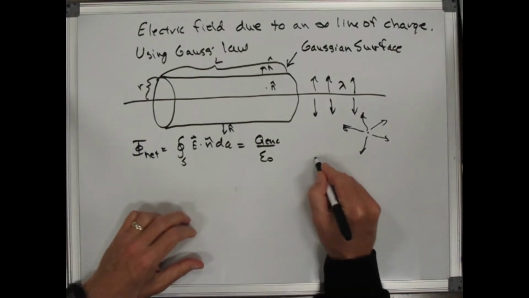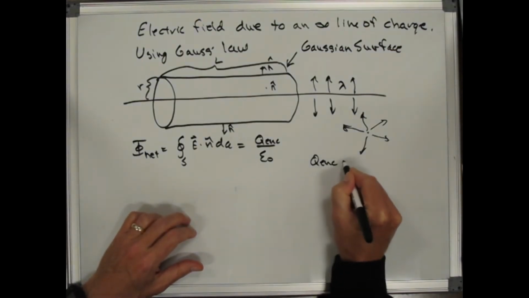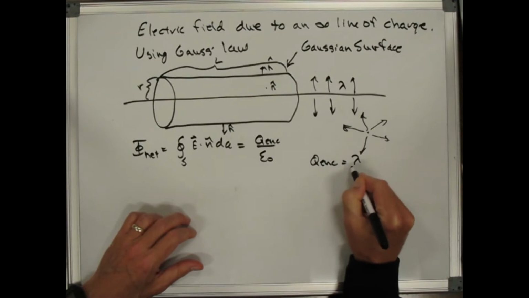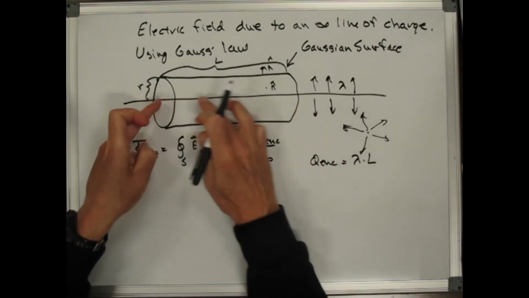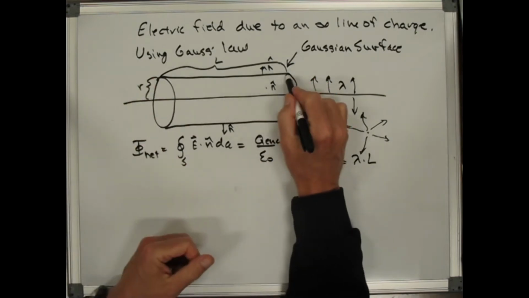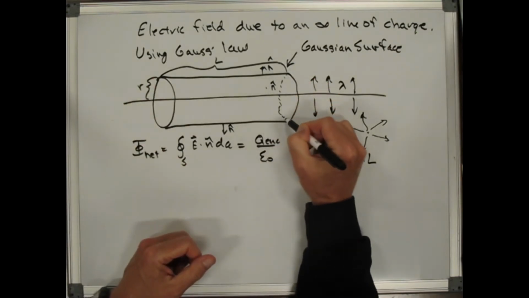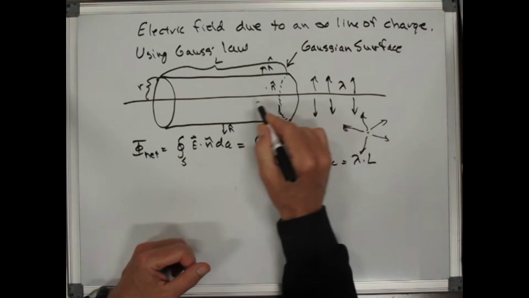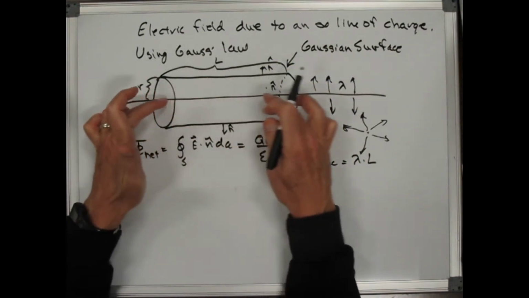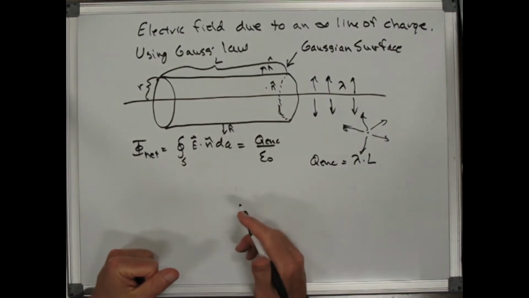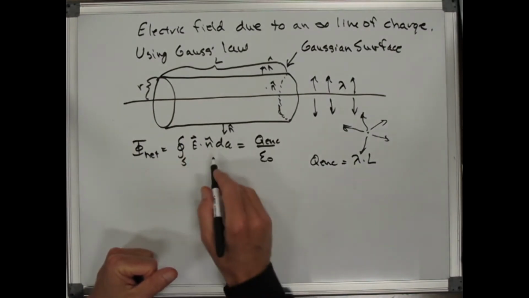Q enclosed is just equal to the linear charge density times the length, right? It's just how much charge is enclosed by my surface, and it is equal to linear charge density times the length. It's whatever is along that wire there, right? And so now I can evaluate this.